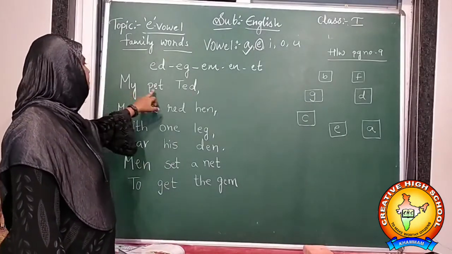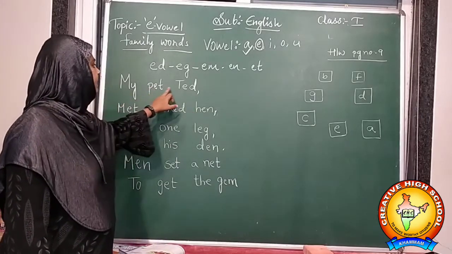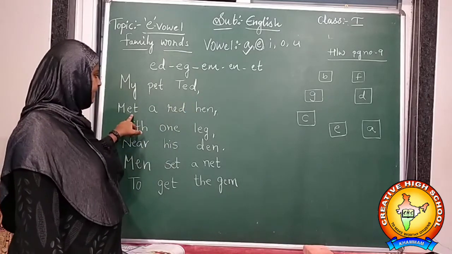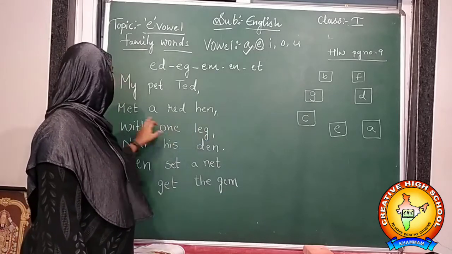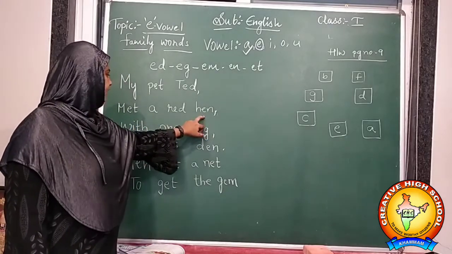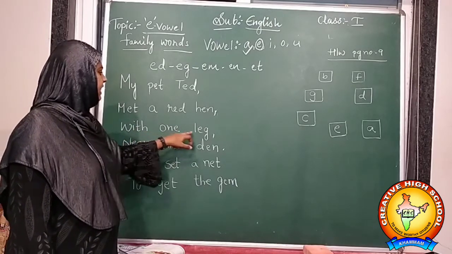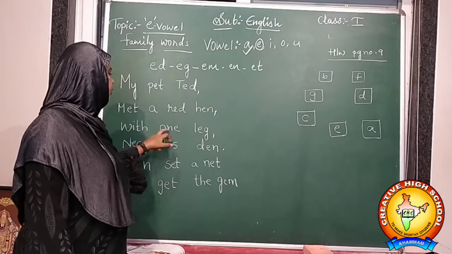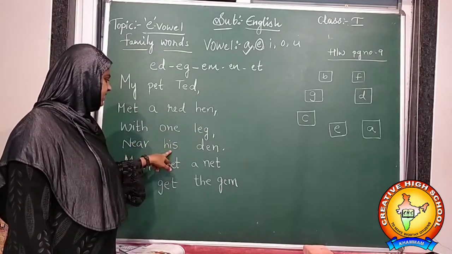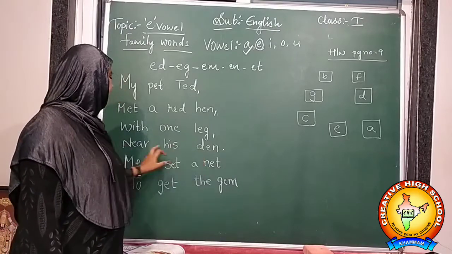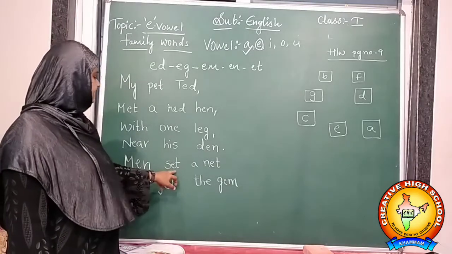My, my. Pet, pet. Ted, Ted. My pet Ted. Met, met. Red, red. Hen, hen. Met a red hen. With one leg. Near his den. Men, men. Set, set.